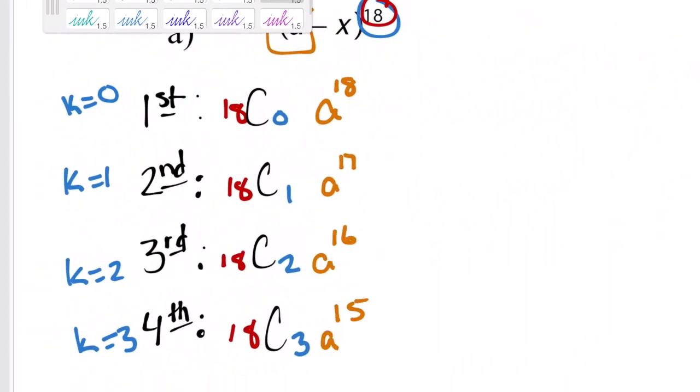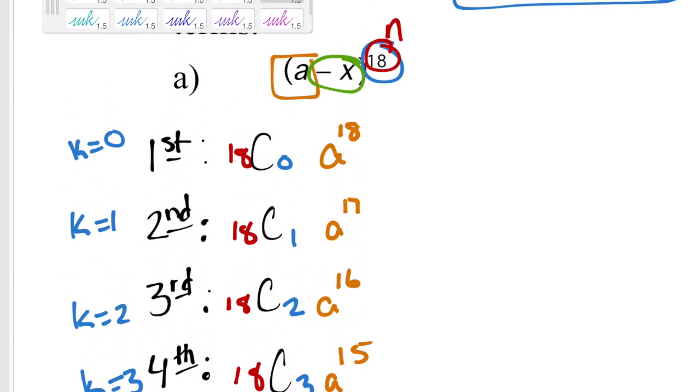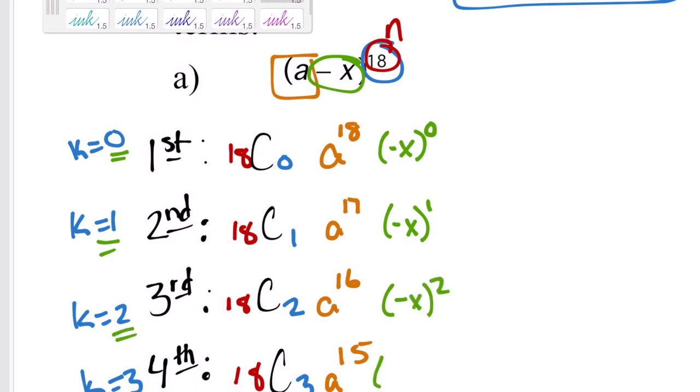And then the second term is going to follow whatever the k is. So remember, we always started off with our second term being to the 0 power. Notice how that matches my k. And then it goes to the first power, again, matching my k. And then it grows from there, always mimicking whatever the k is. And then we're going to simplify it out.